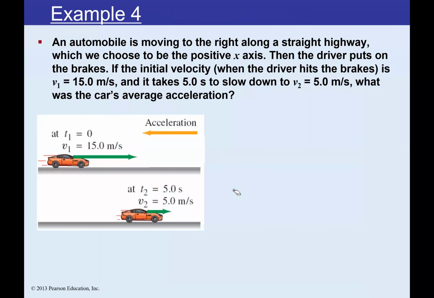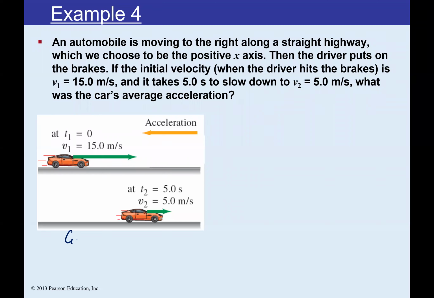All right, so let's look at some examples here. An automobile is moving to the right along a straight highway, which we choose to be the positive x-axis. Then the driver puts on the brakes, and if the initial velocity when the driver hits the brakes is v1 equals 15 meters per second, and it takes 5 seconds to slow down to v2 equals 5 meters per second, what was the car's average acceleration?